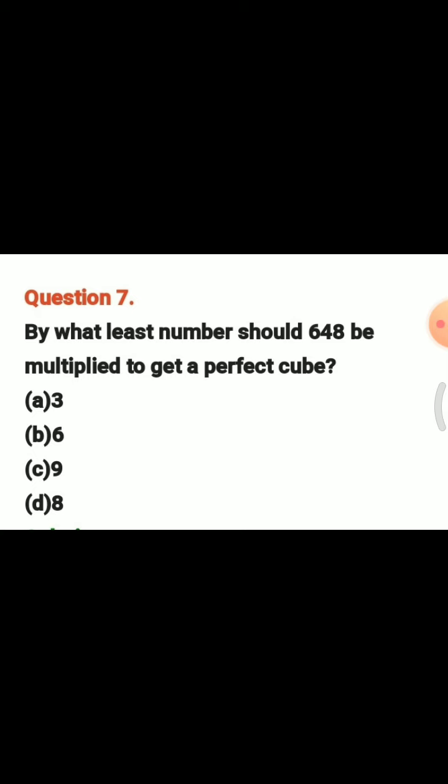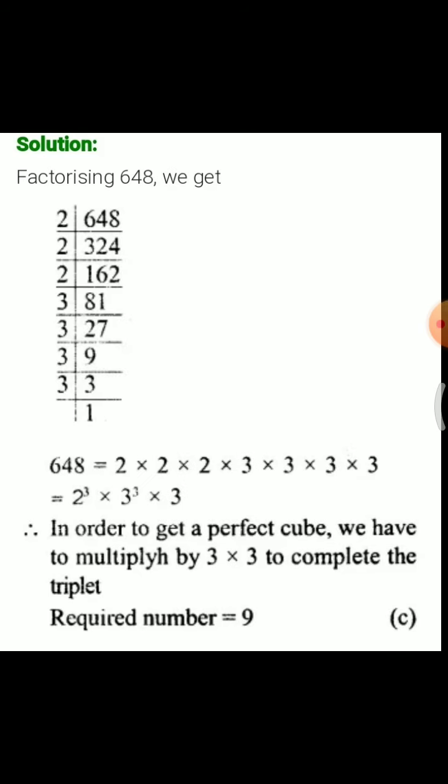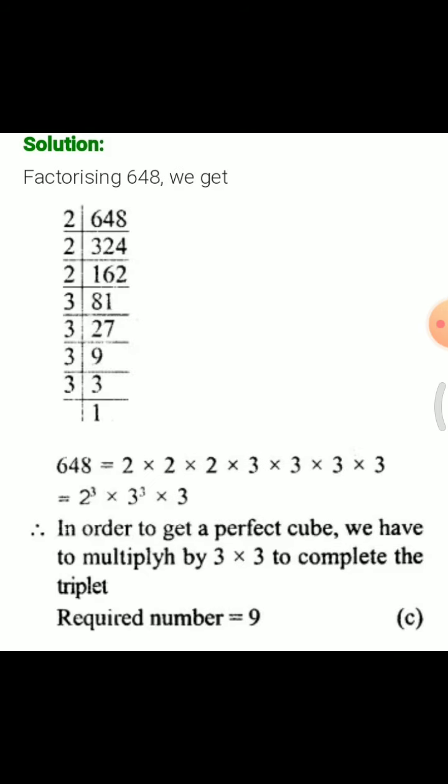Next, by what least number should 648 be multiplied to get a perfect cube? Options are given here. At first you solve it, take 648. You divide it by 2. 2 3s are 6, 2 2s are 4 and 2 4s are 8. 2 1s are 2, 2 6s are 12 and 2 2s are 4. 2 8s are 16 and 2 1s are 2. 3 2s are 6, 3 7s are 21. 3 9s are 27, 3 3s are 9 and 3 1s are 3.